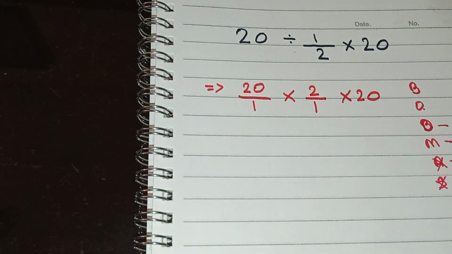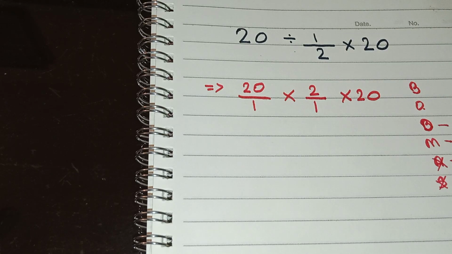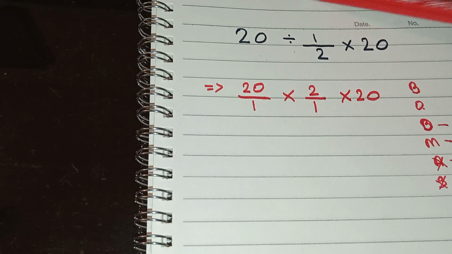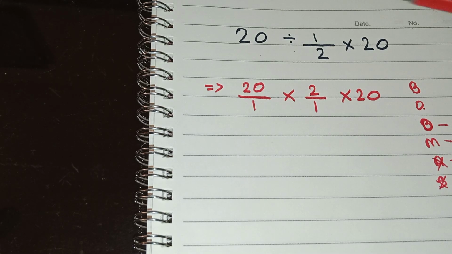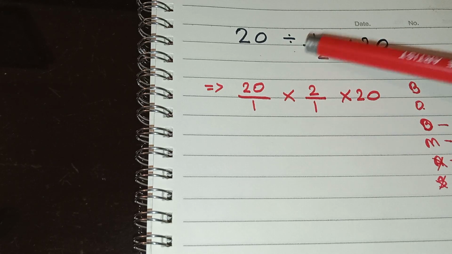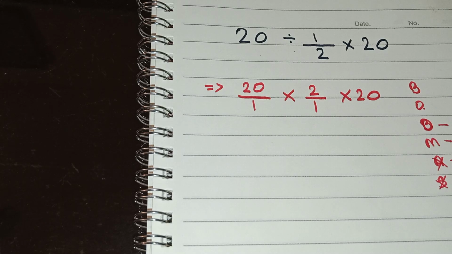Now the question arises, why do you flip the numbers and why do you change the operation? The reason is that whenever there is this type of question in your examination, you simply switch the division sign into a multiplication sign, and if the multiplication sign is already there, there is no need to change the sign.